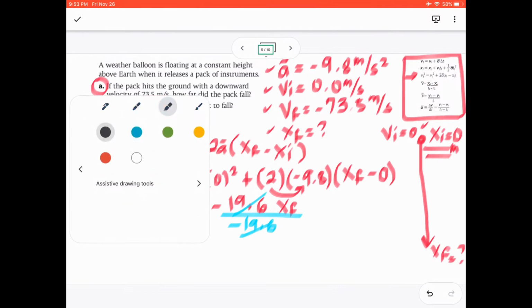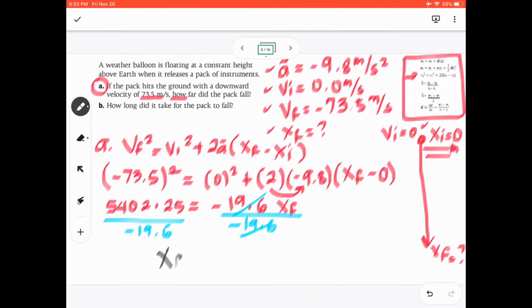Therefore, the final answer, if you're going to use your calculator, XF is equal to negative 275.625 meters. Now you're going to write it in scientific notation, so XF is also equal to negative 2.8 times 10 raised to the positive 2 meters.